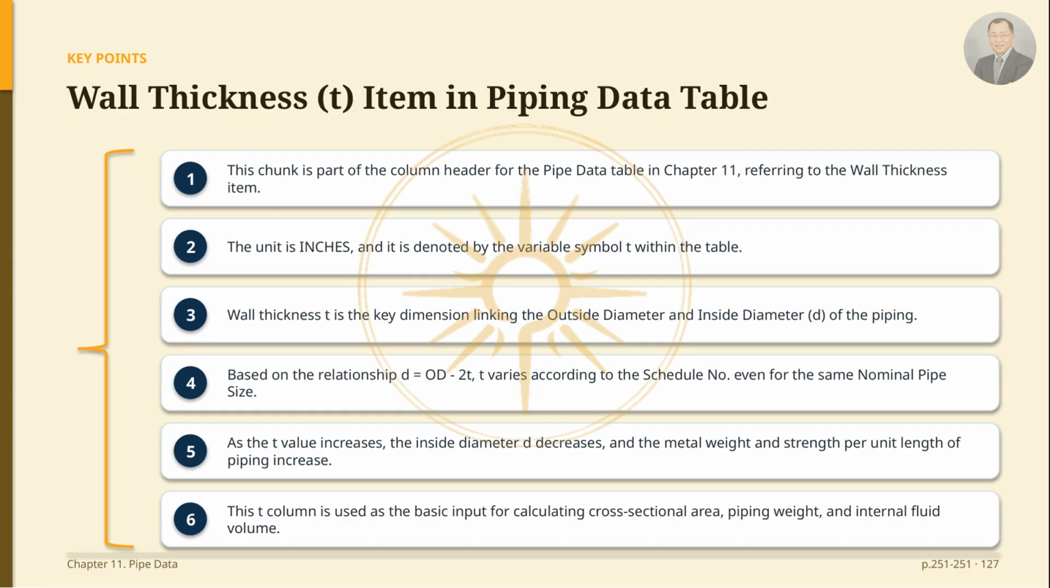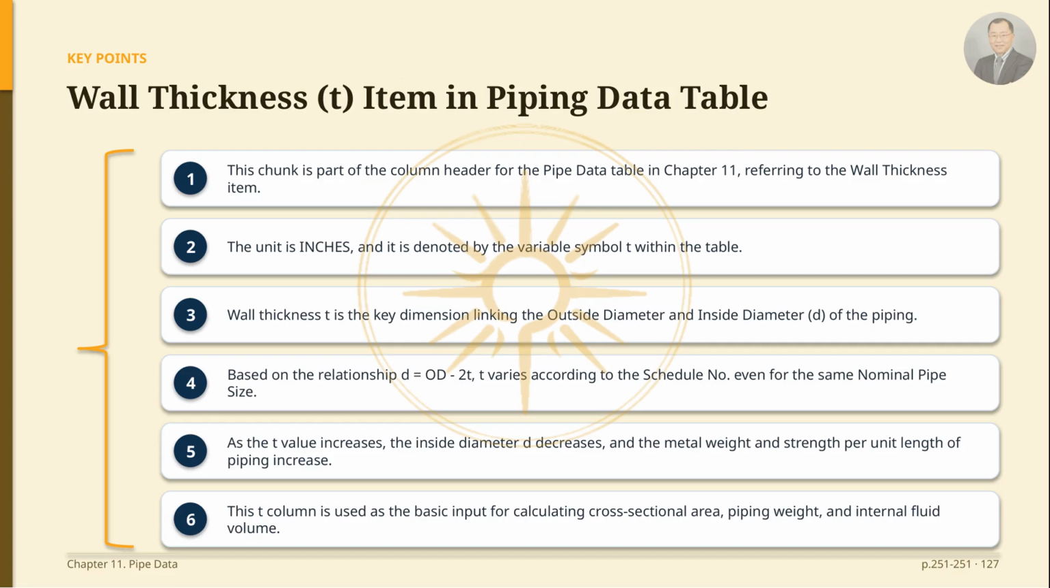I will now introduce the wall thickness item in the piping data table. In English, it is called wall thickness, and it is denoted by the variable symbol T in the table. The unit is inches. This wall thickness, T, is the most critical dimension that connects the outside diameter and the inside diameter, D, of the pipe. The inside diameter, D, is calculated by subtracting twice the wall thickness, T, from the outside diameter, meaning D equals OD minus 2T. Therefore, even for the same nominal diameter, if the schedule number changes, the wall thickness, T, changes, and the inside diameter changes accordingly.